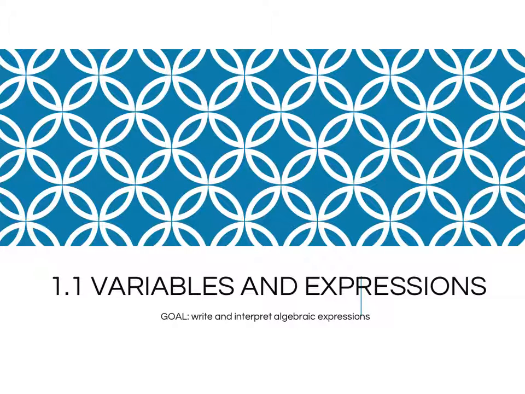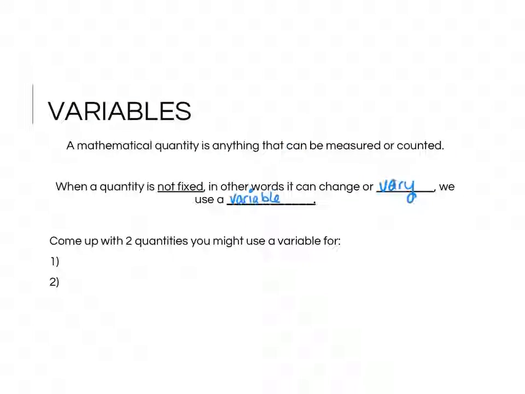Welcome to Algebra 1. This is Section 1 of Chapter 1, Variables and Expressions. Our goal is to write and interpret algebraic expressions. A mathematical quantity is anything that can be measured or counted. The first type of mathematical quantity is a constant. A constant is something that remains steady or the same. For example, an adult's height, or the number of states in the United States of America.